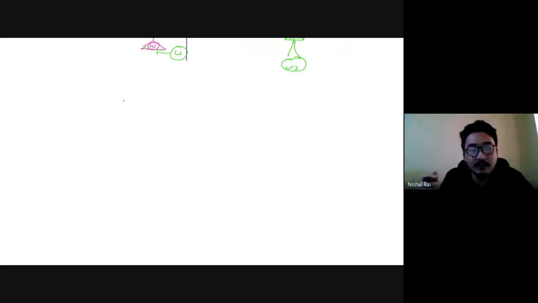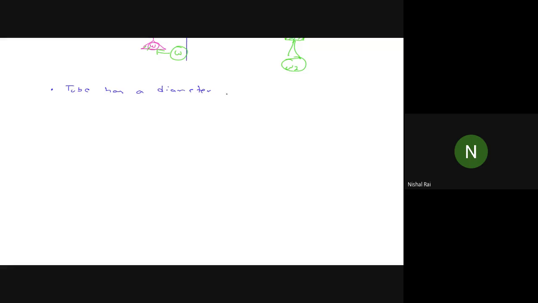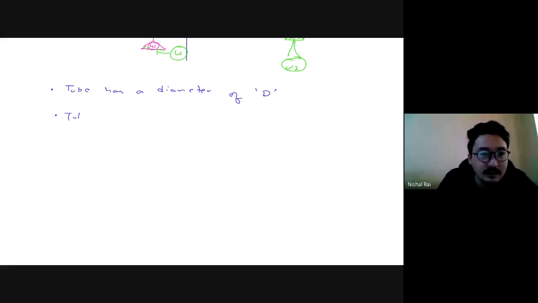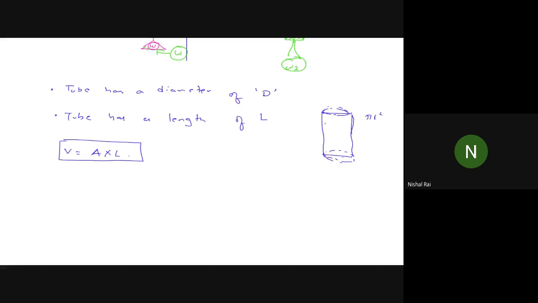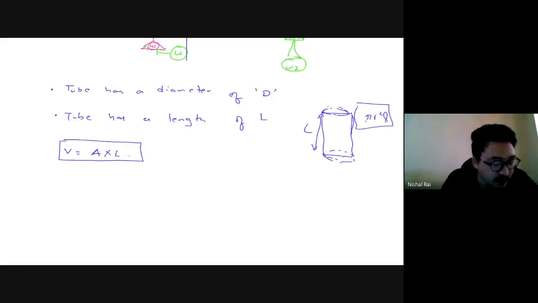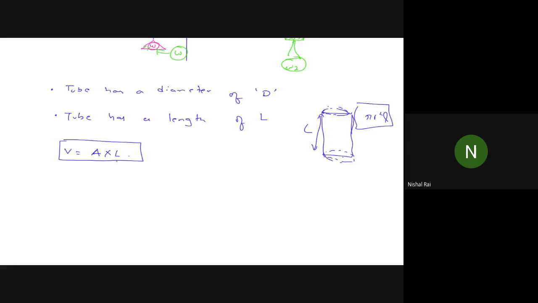Now from this relation, we are going to determine this. Now let's consider the tube has initially a diameter of what? Length of L. The volume is given by what? Area into length. Basically, this is the area of cross section.